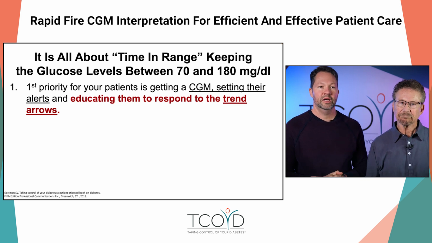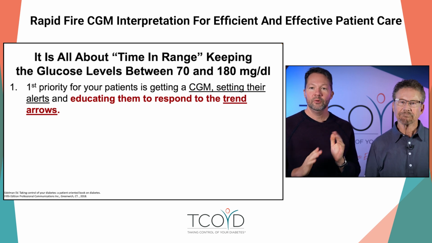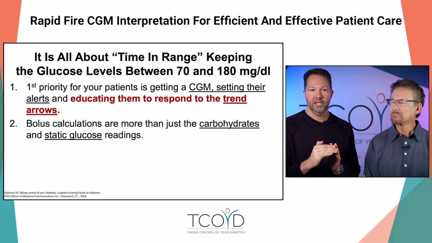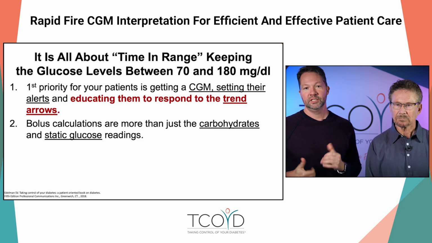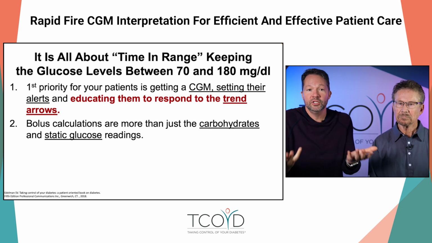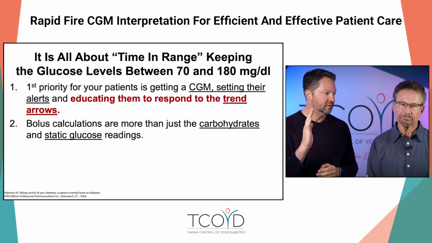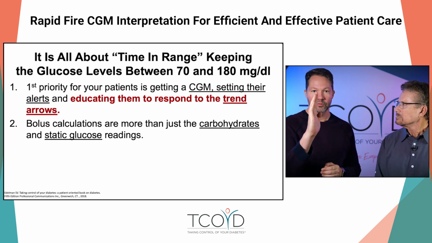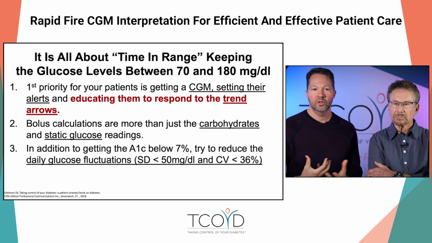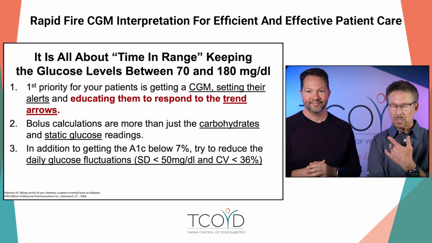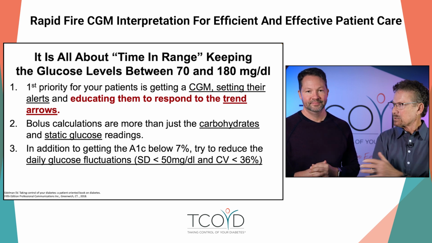Setting their alerts, which we'll have a whole section on, is very important. And then we'll have another section on how to respond to the trend arrows. It's not just a static number. It's going up, it's going down. That's important. And bolus calculations, how much insulin people are taking, are more than just carbohydrates. And again, these static glucose readings. You're going to need to take more insulin if your blood sugar is screaming up really quickly. Less insulin if it's going down. So teaching patients how to use all this information. And we're going to show you a study we did that brings out this point tremendously.